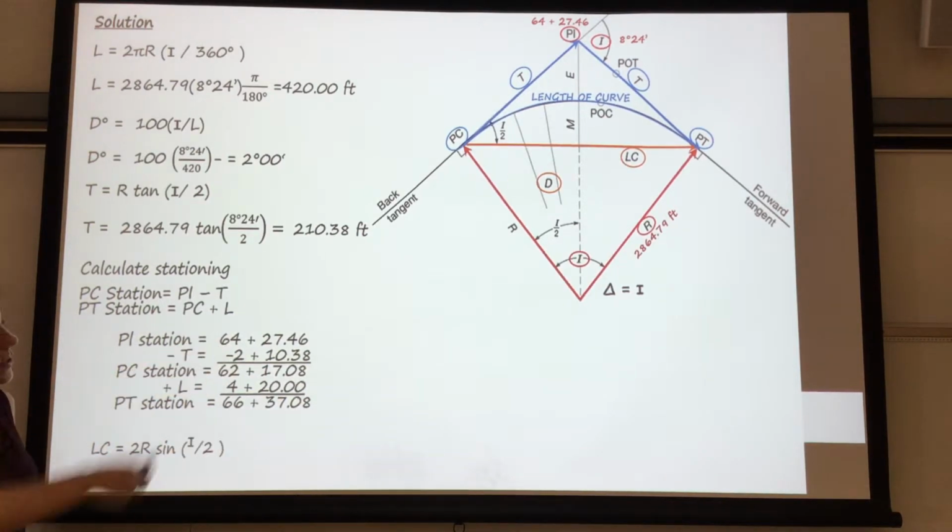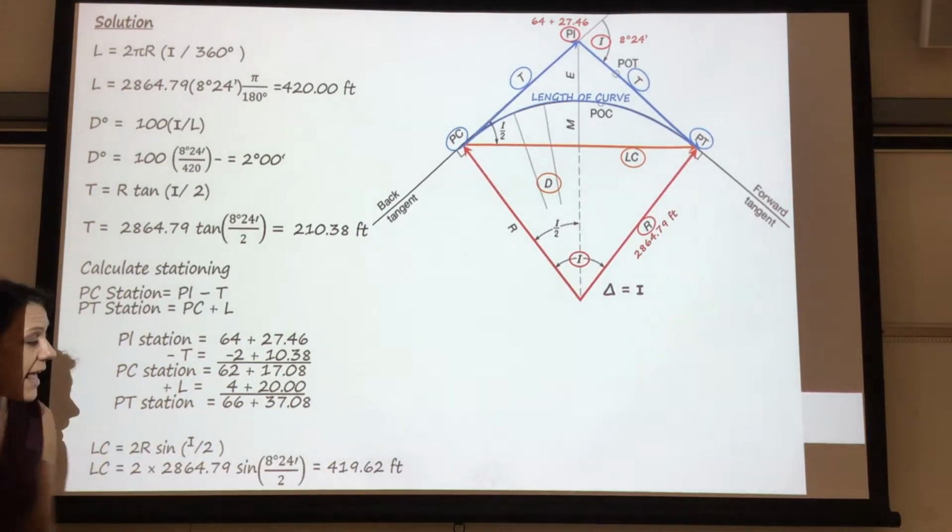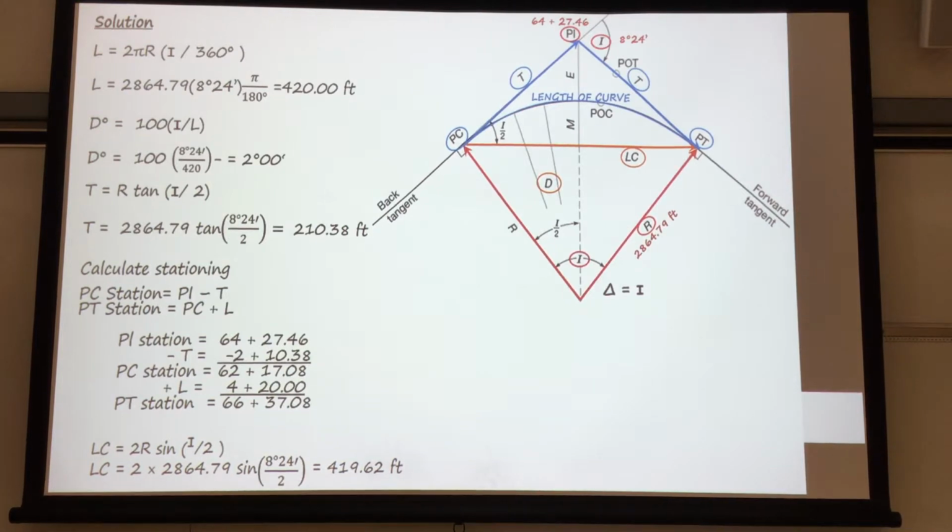Now my long chord is going to be 2R sine of the intersection angle divided by 2. I plug in my equation and I get that long chord to be 419.62.